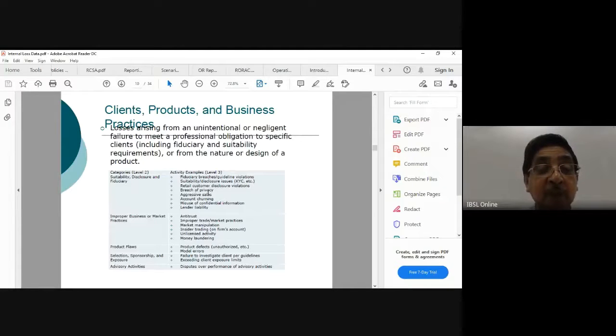Now when you say breach of privacy, in banking you have a thing called confidentiality. If some bank has breached that confidentiality, that will come under the clients, products and business practices risk event. That is the level 1 of that. And breaching the privacy of a customer or breaching the confidentiality of a customer can come under level 3 of clients, products and business practices.